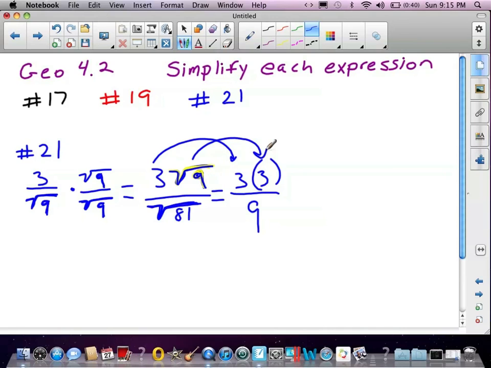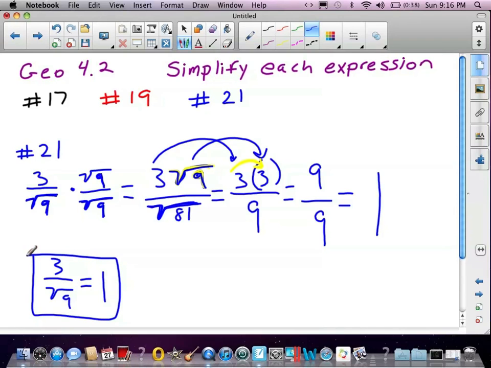Now I'm going to add one more step to this, because now I can multiply 3 times 3. So this is going to carry on to 9 over 9. And in the final step of this process, the final simplification, 9 divided by 9 is 1. Therefore, my final answer: 3 over the square root of 9 equals 1.